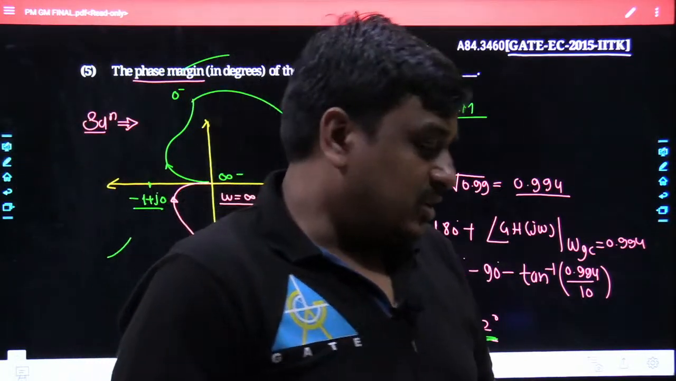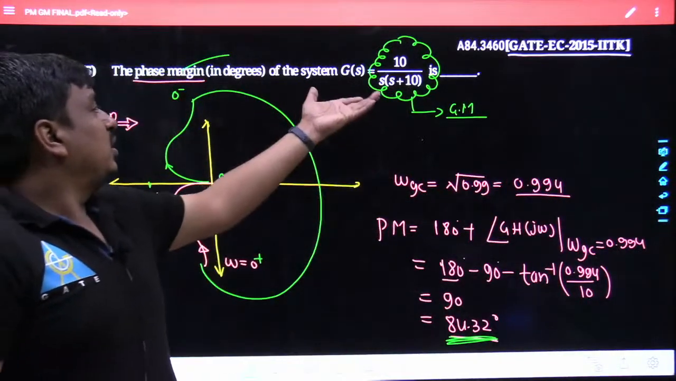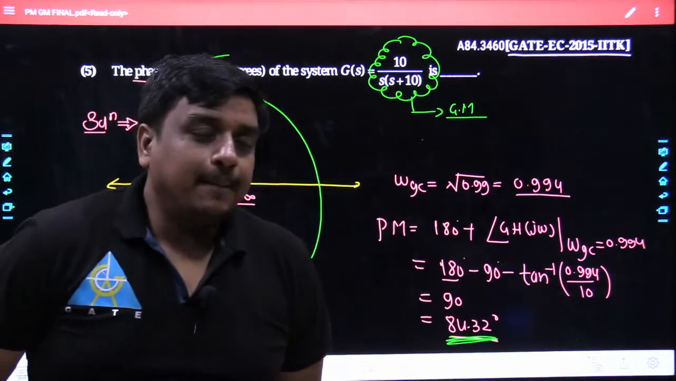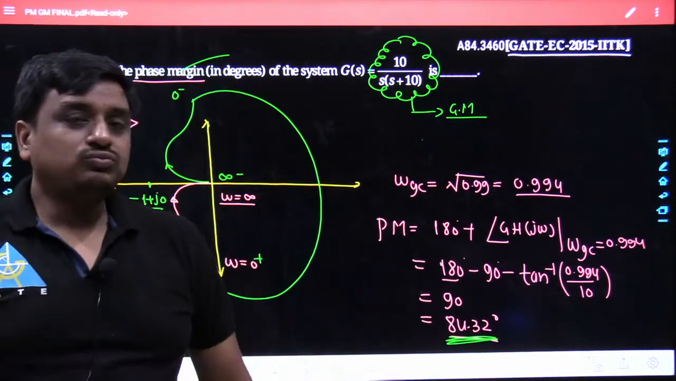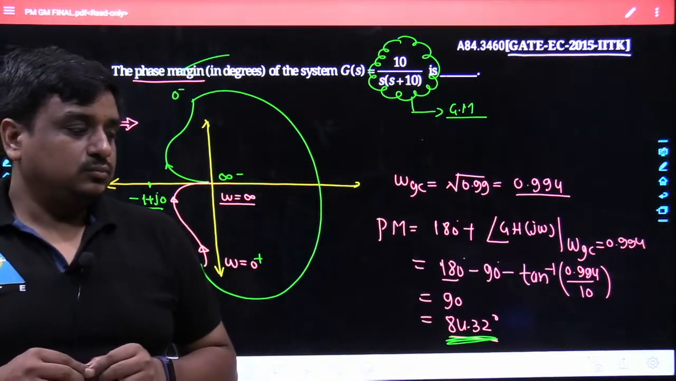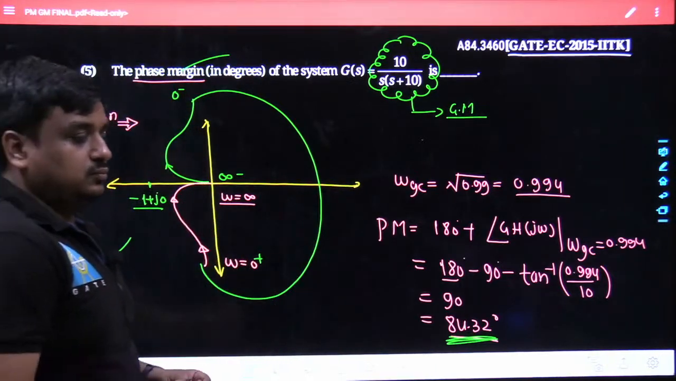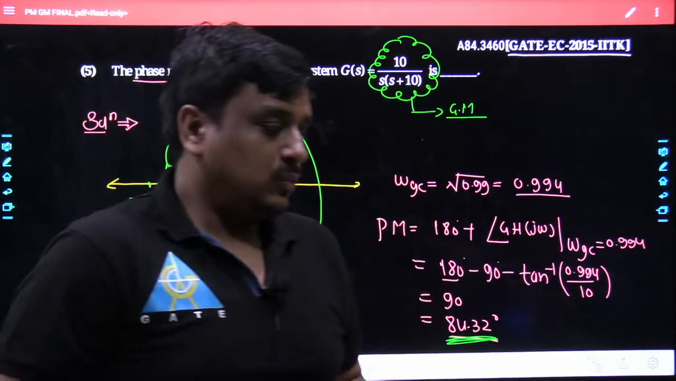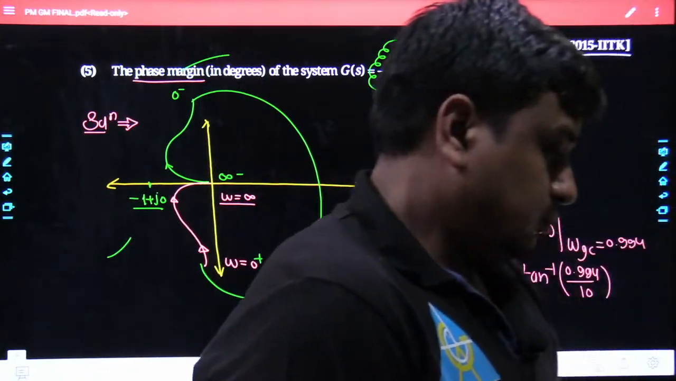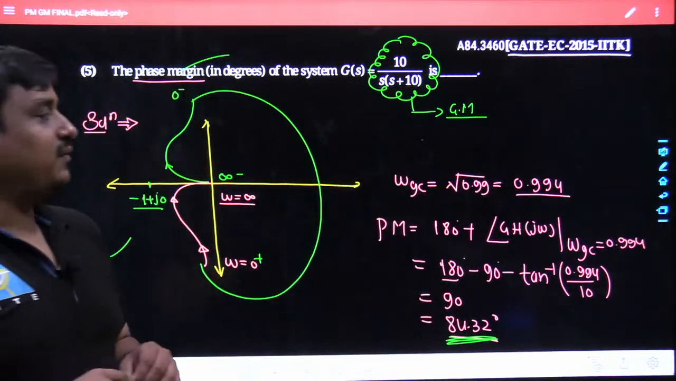Tell me, what would be the gain margin? I want the input from each one of you. What would be the gain margin for this particular open loop transfer function? Tell me, what would be the gain margin? Infinite. The first answer has come as infinite.